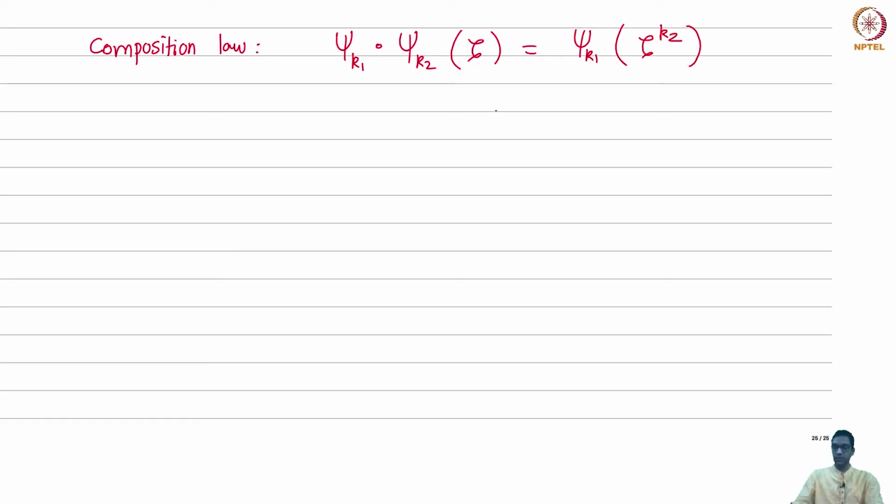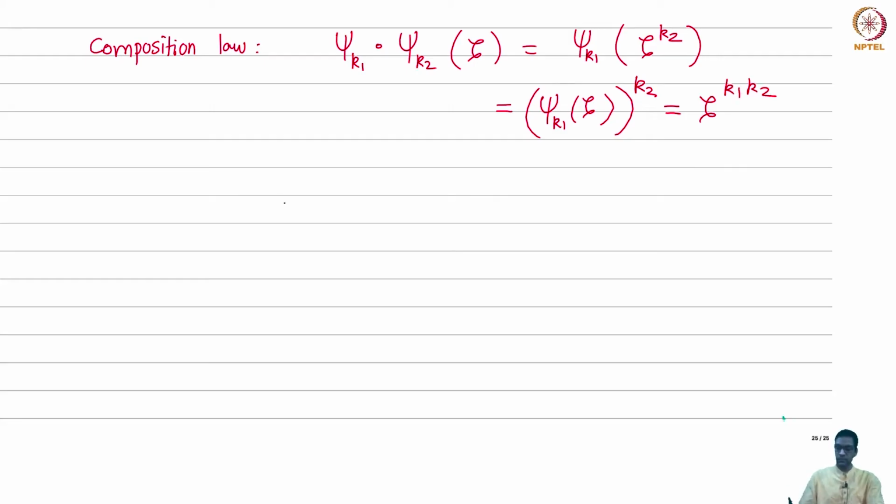Well, to understand what these automorphisms do, let's understand the group structure. So what's the composition law here? What happens when you compose two such automorphisms? Well, if I compose psi k1, psi k2, where k1 and k2 are both relatively prime to n, what does this give me? Well, let's see what it does to zeta. So this is psi k1 on zeta power k2. Now psi k1 is a field homomorphism. So if I know what it does to zeta, then I just raise that to the power k2. So this is just zeta to the k1 k2.